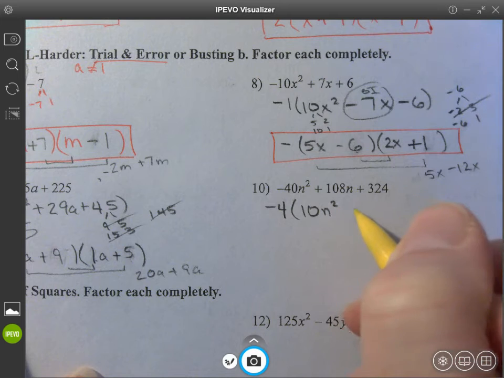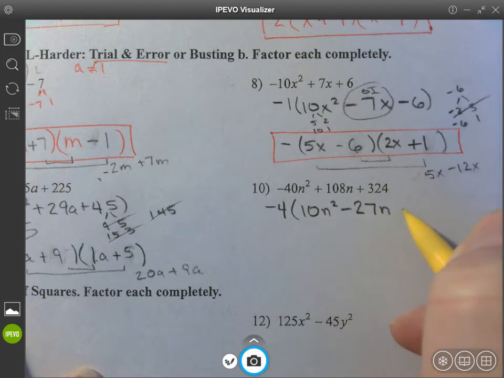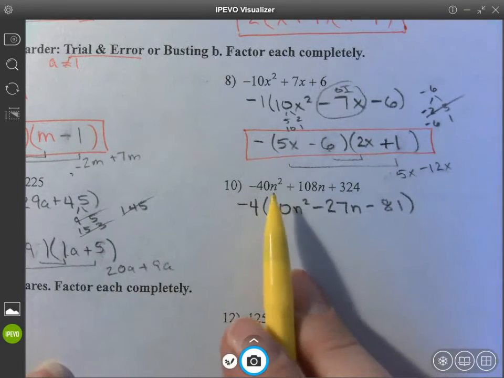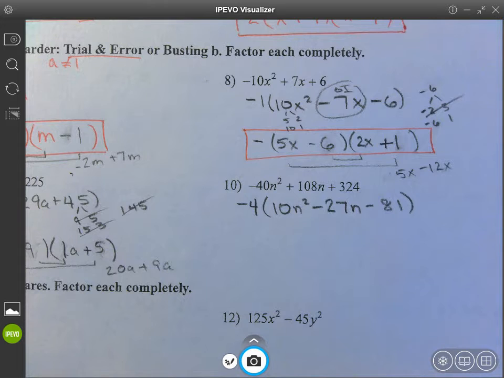10n squared, what, 20? Yeah, 27n. I took out the negative, so change your signs, and a -81. Anytime you're messing with the negative sign, I say double check yourself. Okay, should we stick with trial and error? Does anyone want me to do a busting bee? Your call.